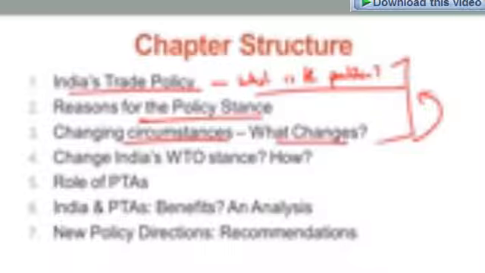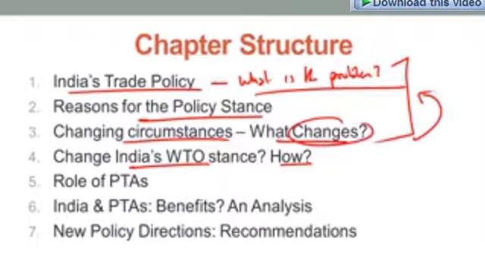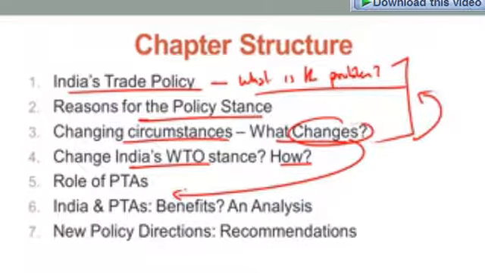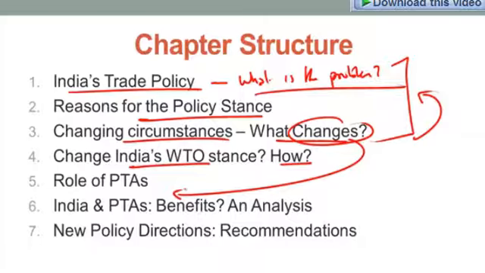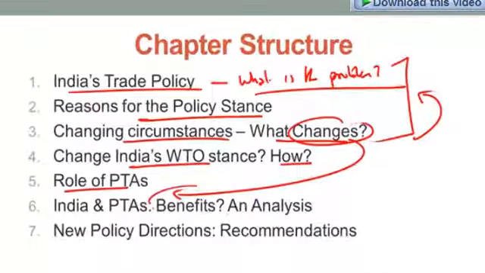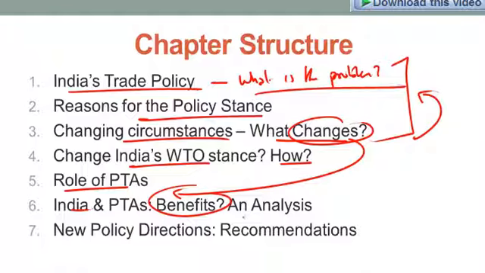Now if circumstances are changing, if a problem is there, some solution has to come. That solution should be that India should change India's stance in the WTO. India should change what we are currently doing in the WTO. How should we change is another question. Another change that is required is PTAs. How should India's role or India's stance be towards PTAs? To understand that, first the economic survey makes us understand the role of PTAs, what is the benefit of PTAs, especially for India, are there any benefits? A complete analysis is done.